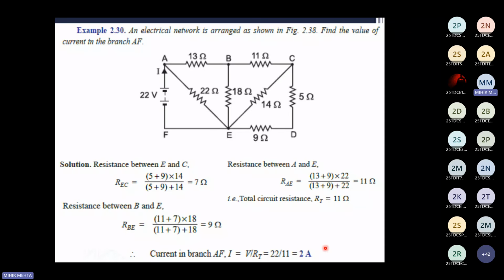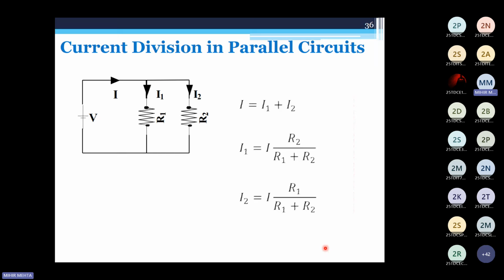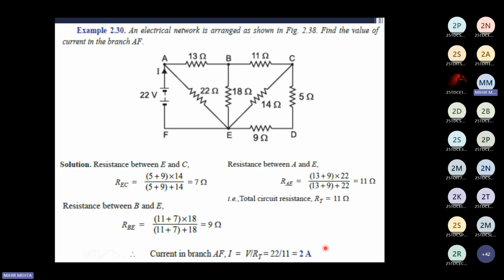Fine. So I think we'll end here. The next topic we have is star delta transformation. So we'll take this up in the next lecture whenever it is being scheduled.